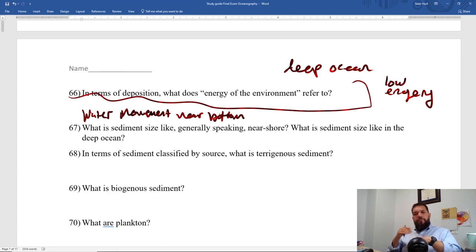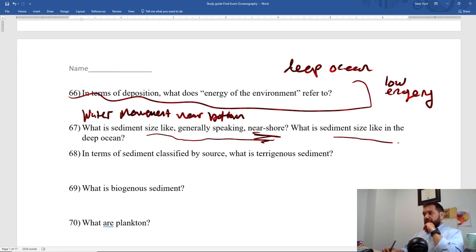So when you have low energy, you tend to get very fine silt and clay and ooze. When you have high energy, you tend to get cobbles, gravel, sand. Okay, so what's sediment size like near shore? Again, higher energy typically. You get sand, silt, gravel, cobbles. Okay, what's sediment size like in the deep ocean? Silt and clay. It's fine. Okay, so fine versus coarse.